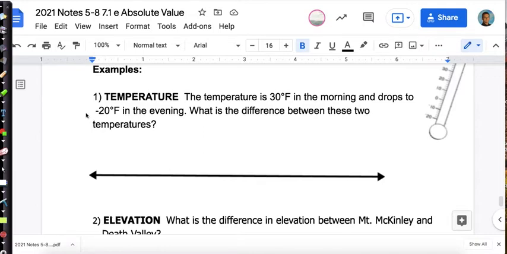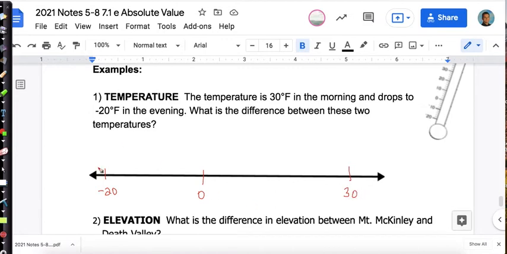Okay, so the temperature is 30 degrees in the morning and drops to -20 in the evening. What is the difference between these two temperatures? So one way to answer this problem is to draw yourself a picture. So my evening temperature is -20, so I'm going to mark that here. I'm going to put 0 somewhere right around there, and then I'm going to put 30 over here.